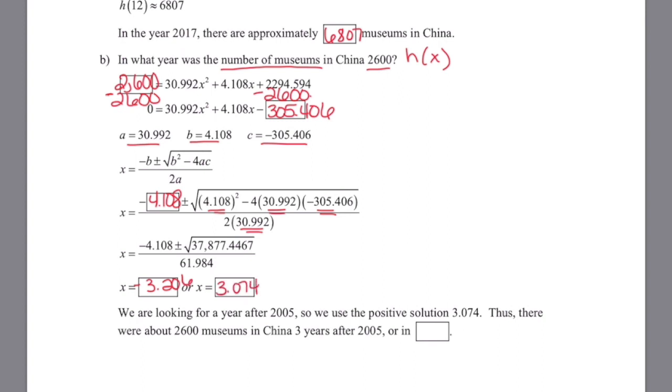3.074. When I think about x being the number of years after 2005, we can't look at negative numbers because we can't have negative years. So this negative result doesn't make sense. The only result would be 3.074. So about 3 years after 2005, there were 2,600 museums. So we could say that in about 2008 sometime this happened.